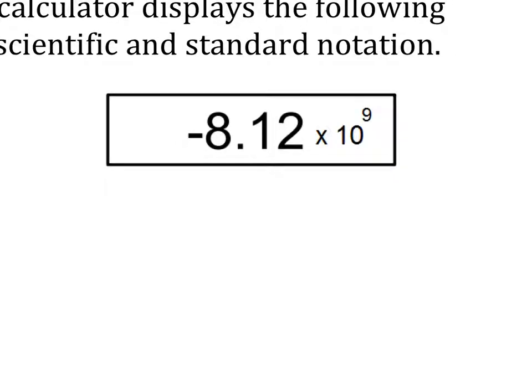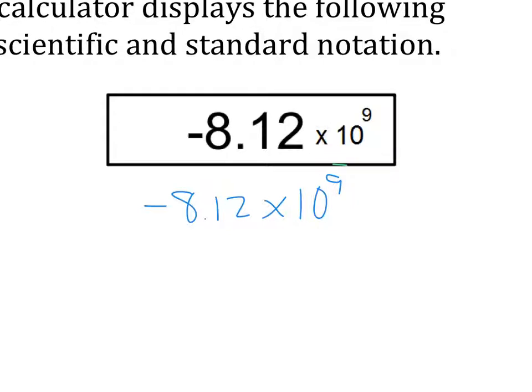This one looks much more similar, right, to our scientific notation from before. We have negative 8.12 times 10 to the 9th. That's already pretty much in scientific notation. We can just rewrite it, negative 8.12 times 10 to the 9th. And now we can rewrite that in standard form.